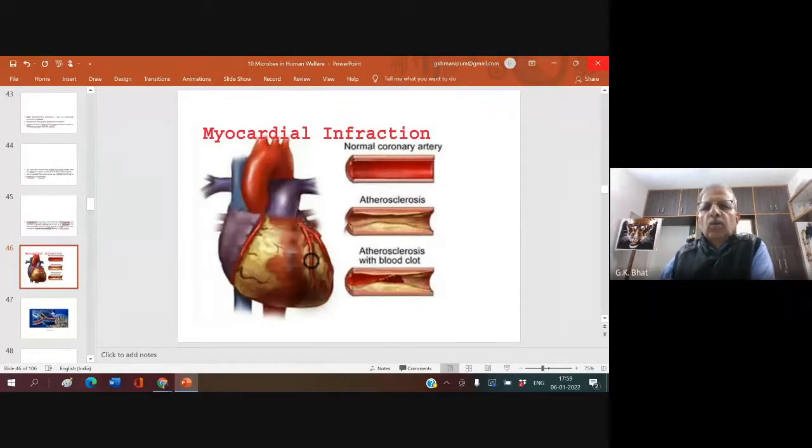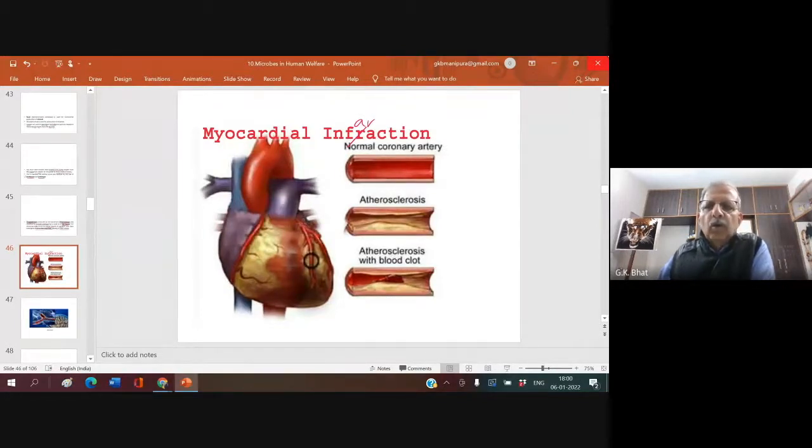This is a normal coronary artery. You know, in myocardial infarction, it is not infection, the blood supply to the wall of the heart gets blocked. The blood vessels which supply the wall of the heart are called coronary arteries. The vessels which take the blood back are called coronary veins. To the wall of the heart, there is a separate blood supply.